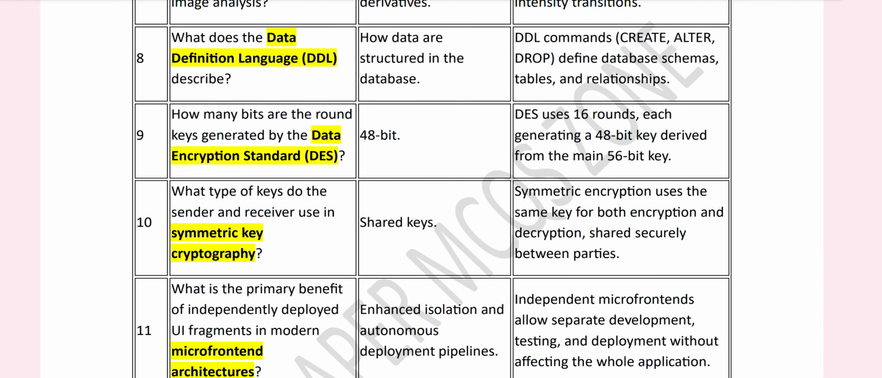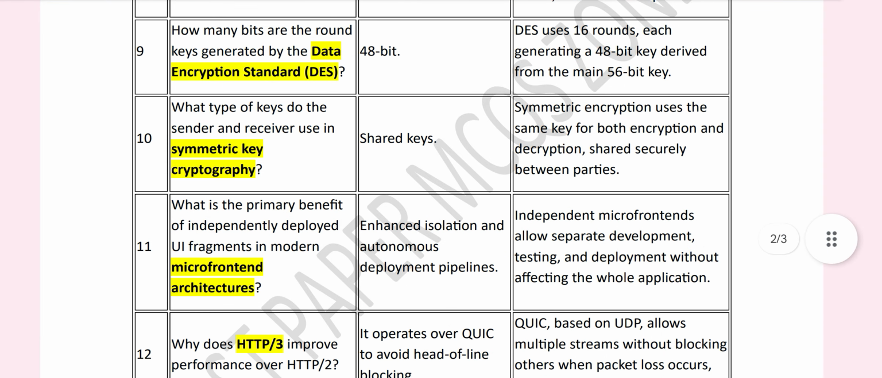Question number 9 is, how many bits are the round keys generated by the Data Encryption Standard DES? Right answer is 48 bits. DES uses 16 rounds, each generating a 48-bit key derived from the main 56-bit key.